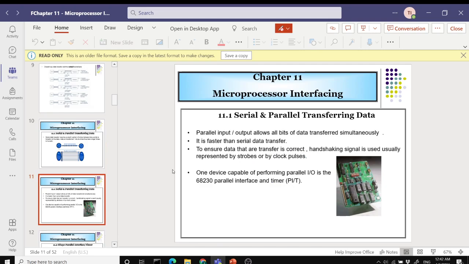Parallel input and output allows all bits of data to be transferred simultaneously, so it is faster than serial data transfer. To ensure that the data transfer is correct, the handshaking signal is usually represented by strobes or by clock pulses. One device capable of performing parallel input-output is the 68230 parallel interface timer, PIT.